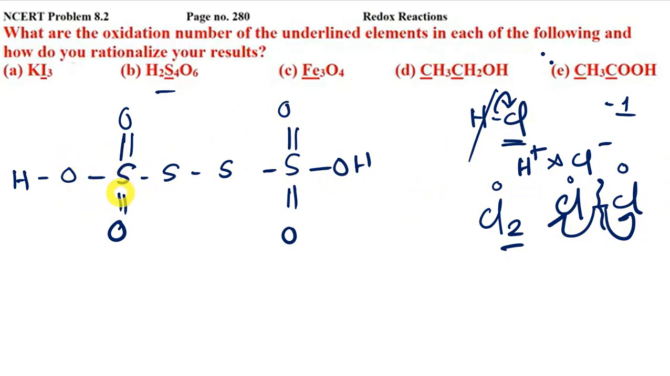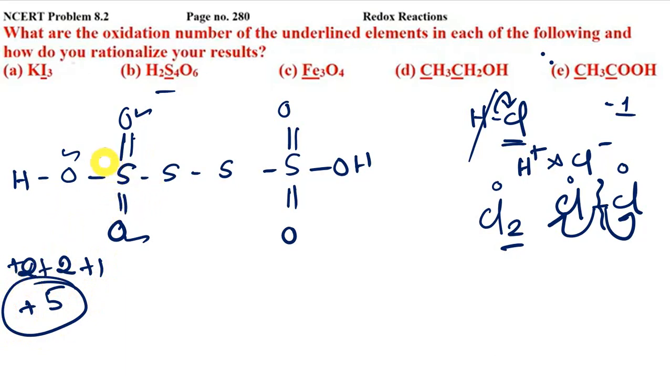Right here, the sulfur is attached to electronegative oxygen atoms. Here this oxygen atom will take 2 electrons from here, this oxygen atom will take 2 electrons from here, and this oxygen atom will pull 1 electron from here. So this can be written as 2 plus 2 plus 2 and plus 1. So totally 5 electrons have been given by this sulfur. So this sulfur acquires +5 oxidation state.